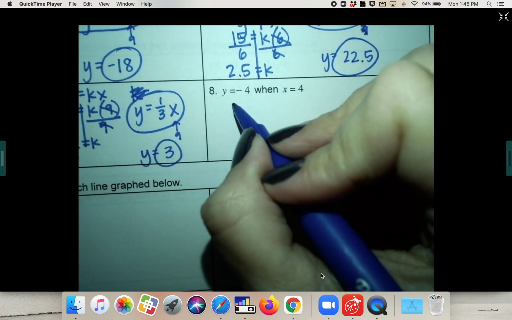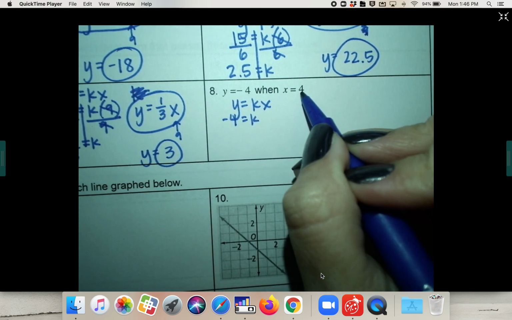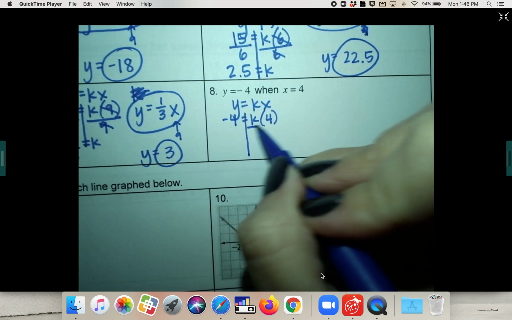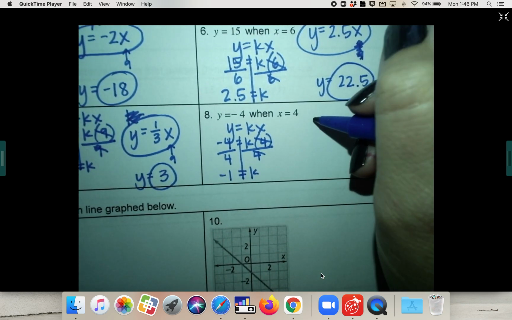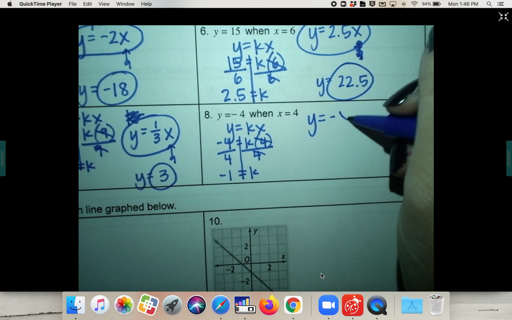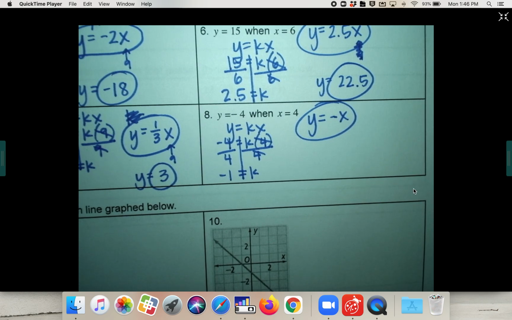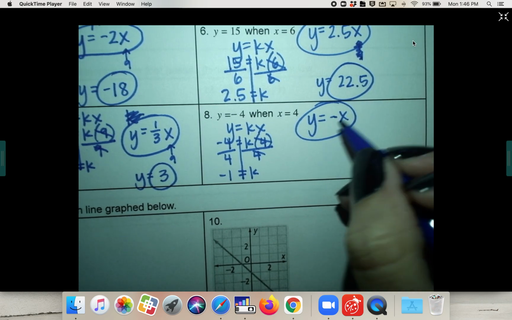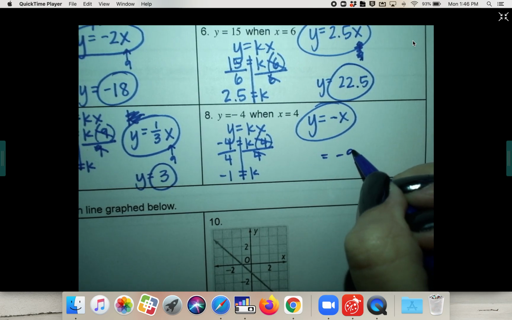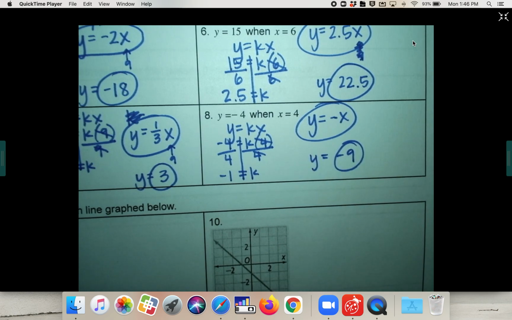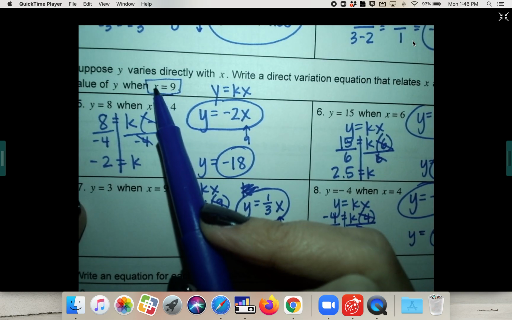And then the last one, y equals kx, y is negative 4, x is positive 4, divide both sides by 4. K would be negative 1, so that means our equation is y equals negative 1x. You can put negative 1 if you want, or you can leave your 1 just hidden, invisible. And then when x is 9, it would just be negative 9, because it's negative and x is 9.